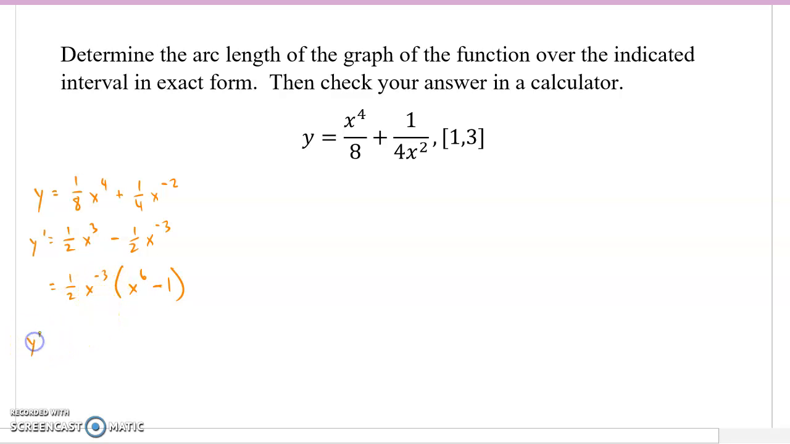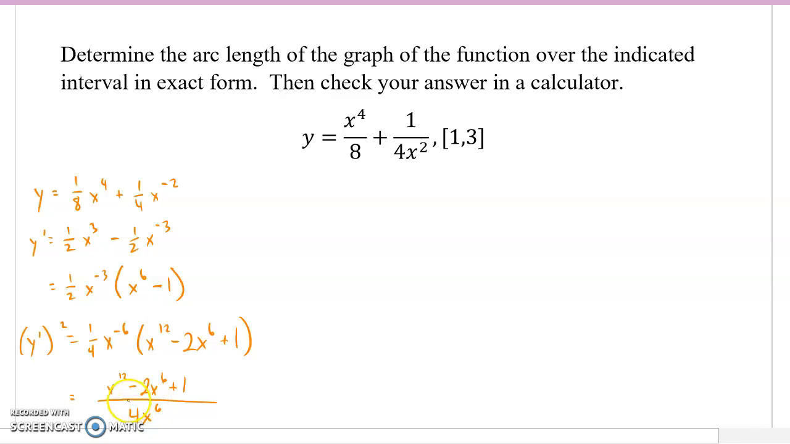So when we square that derivative, we get 1 over 4. We've got x to the -6. And we've got squaring this binomial as x to the 12th minus 2x to the 6th plus 1. All right? Well, we can rewrite this. I guess we can make it a fraction. The numerator is that perfect square trinomial. And in the denominator, we've got 4x to the 6th.